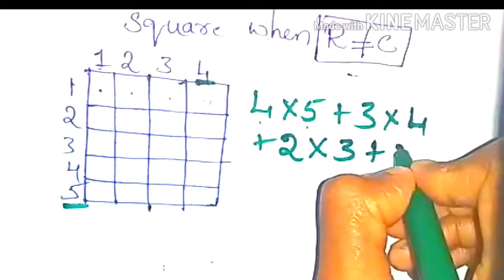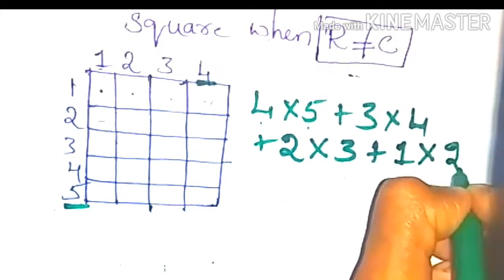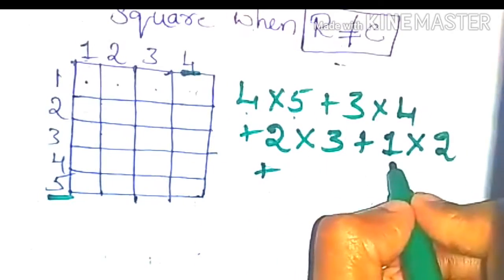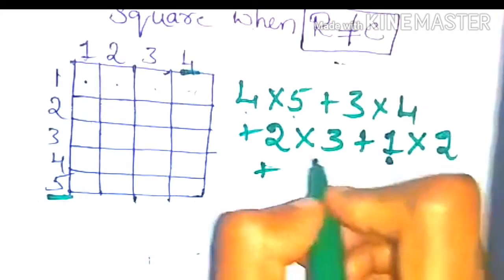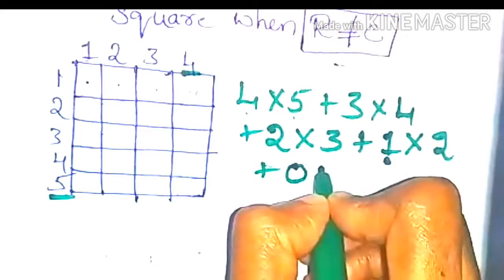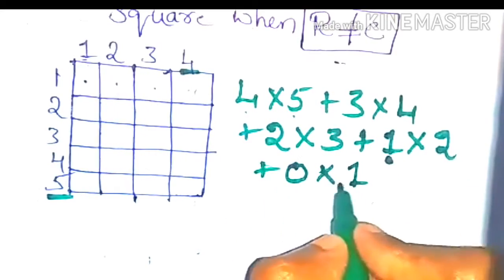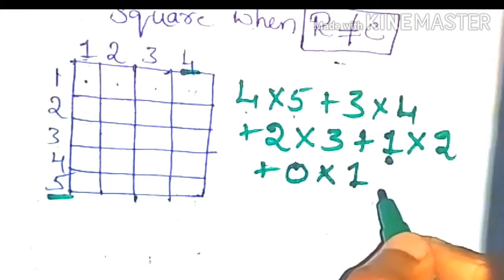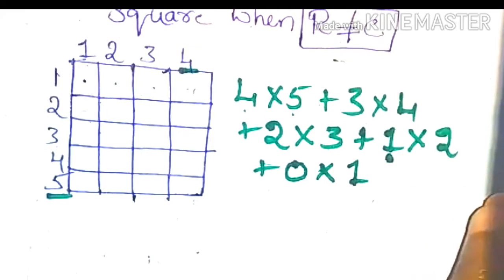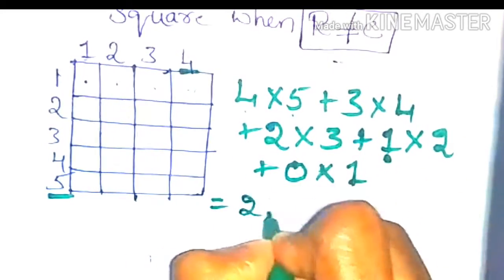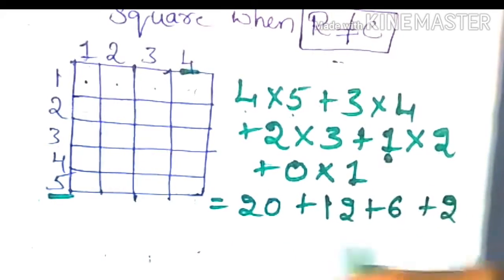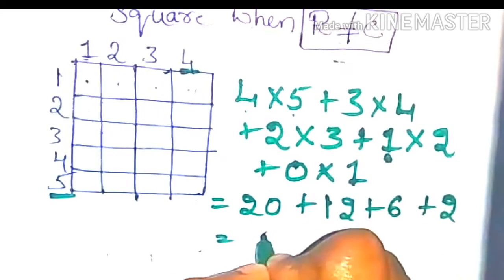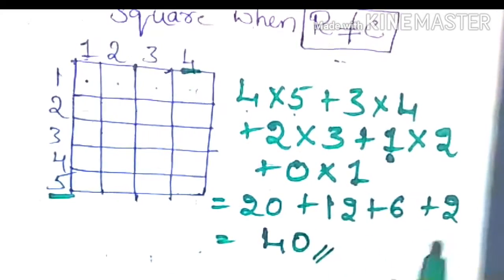Next, 1 into 2. Once you get the term 1, there is no need to continue, because if you subtract 1 from 1 it is 0, and 0 into something is 0. If we continue it takes time. So now 4 5s are 20, plus 4 3s are 12, plus 3 2s are 6, plus 2 into 1 is 2. Now add all these, what will we get? 40 is our answer. Hope everyone understood.